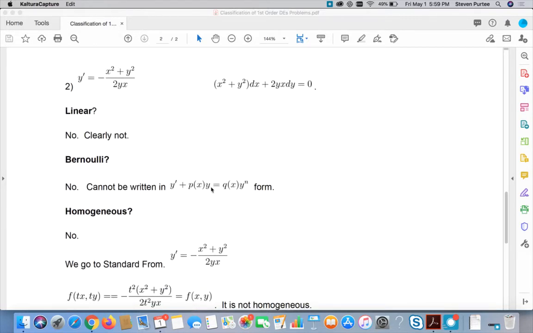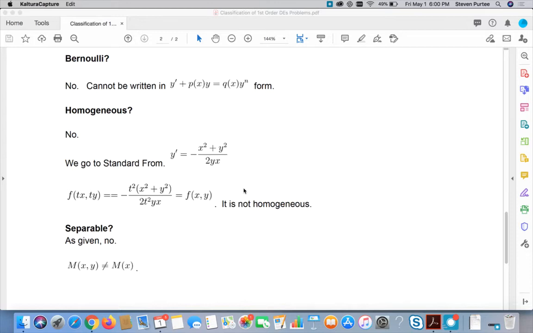Okay, second one. Here we are in standard form. Here we are in differential form. Check yourself. Make sure you believe that these two are, in fact, the same differential equation written two different ways. Is it linear? No, you should be able to look at that and just see. I've got y squareds in there, not linear. Bernoulli. That one's a little harder. You can have y squareds, but you need to be able to write it in this form. And no matter what you do to this equation, you cannot make it look like this. It's just not possible.